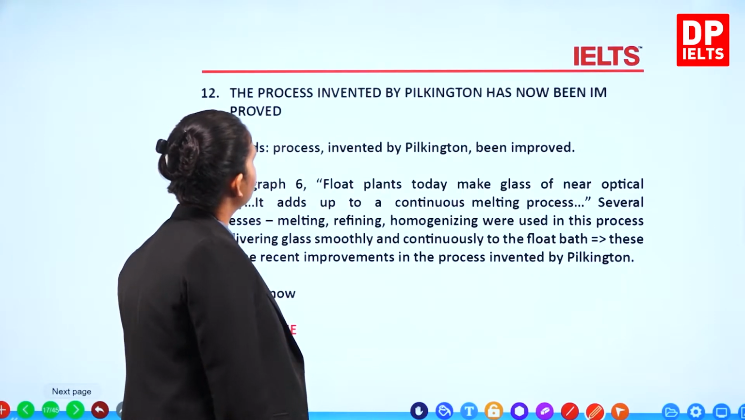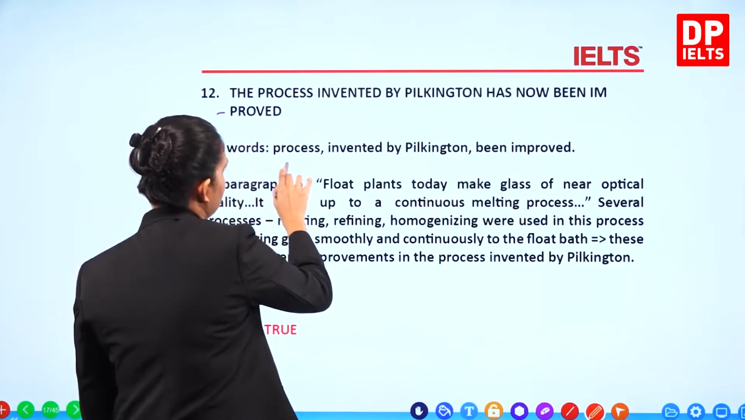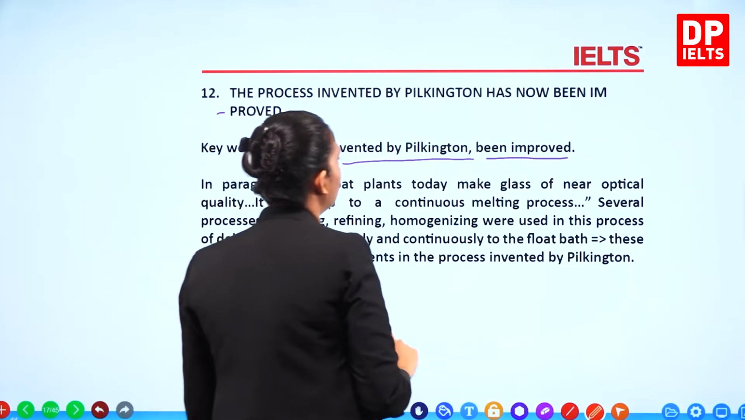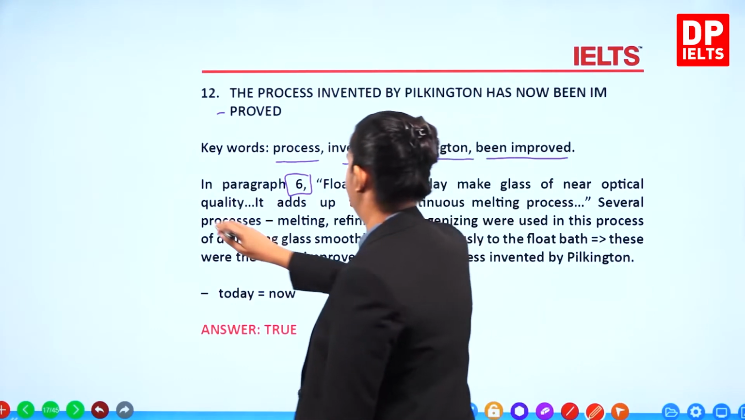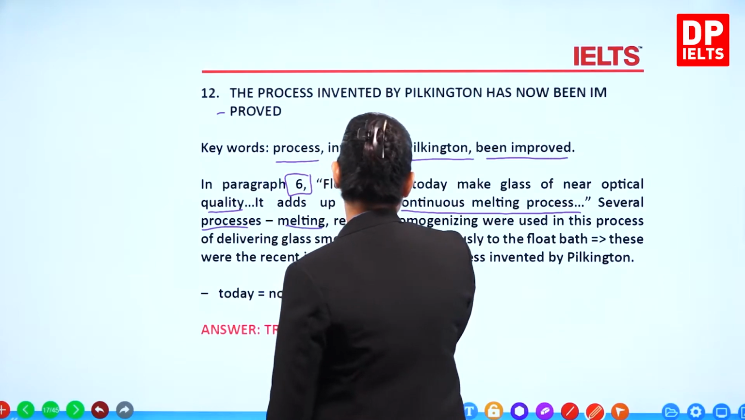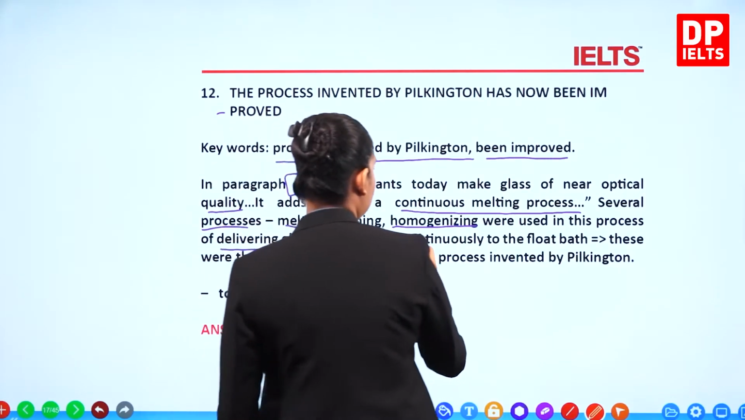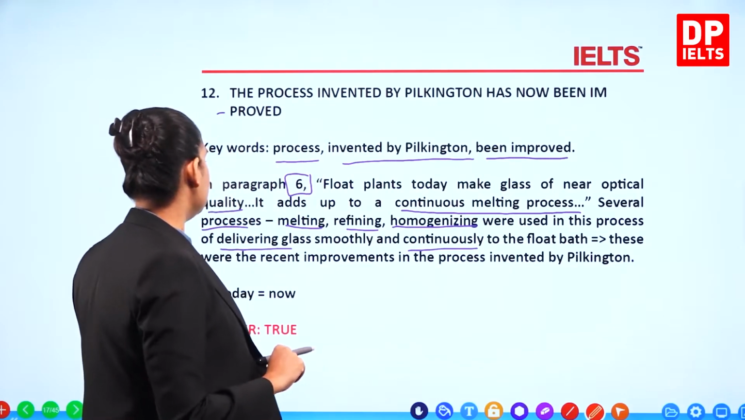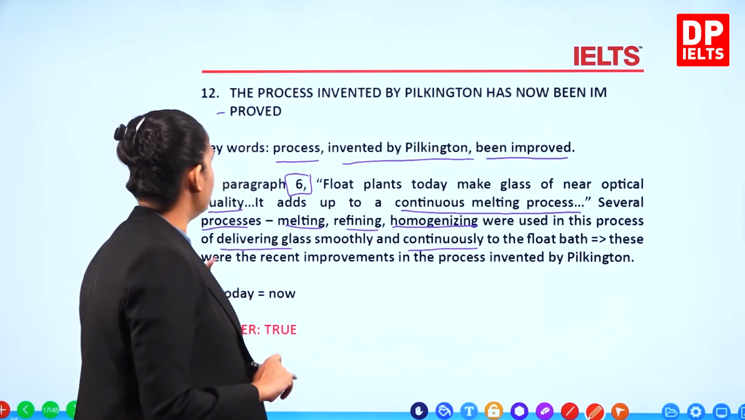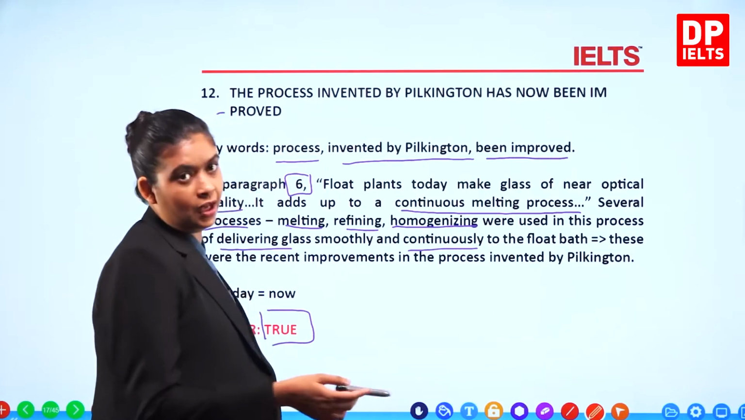Question number 12. The process invented by Pilkington has now been improved. Okay, so process invented by Pilkington, been improved. Now if you go to paragraph 6, float plants today make glass of near optical quality. It adds up to a continuous melting process. Several processes, melting, refining, homogenizing, were used in this process of delivering glass smoothly and continuously to the float bath, right? So you can see that these were the recent improvements in the process invented by Pilkington. So the process invented by Pilkington has now been improved. Yes, it is true, because it obviously says float plants today, so definitely it's now.